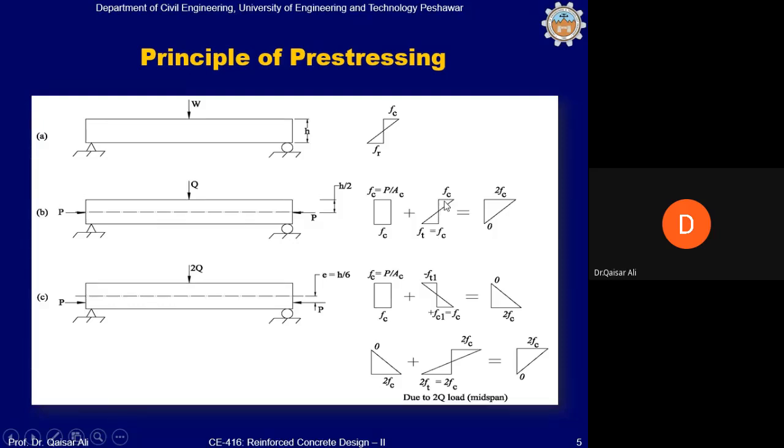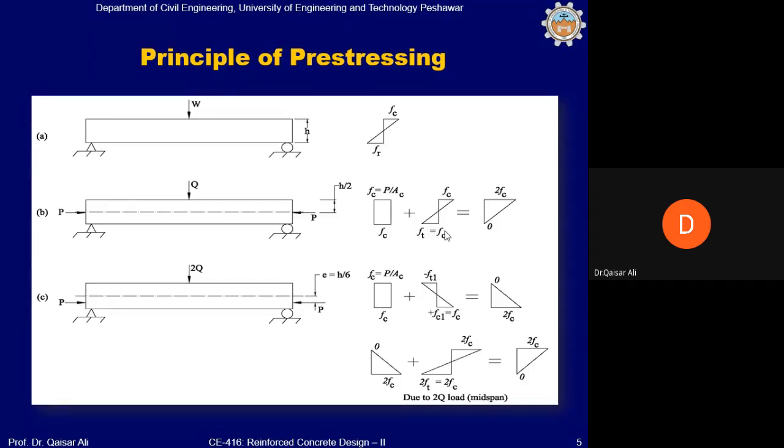Once you calculate this, Fc is equal to P divided by A. So P is equal to Fc into A. You can calculate P required to produce Fc equal to Ft. So then Fc plus Ft will be equal to 0. And in the top fibers, the compressive stress is twice that of the previous case.